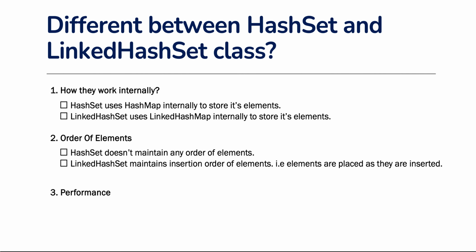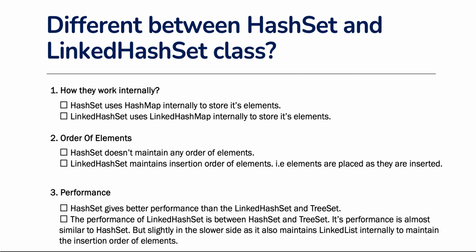Next difference is performance. Performance wise, HashSet gives better performance than the LinkedHashSet and TreeSet. There is also another class, TreeSet, right? Why does it give the better performance? Because it does not need to perform sorting or maintain the insertion order. The performance of the LinkedHashSet is between HashSet and TreeSet, because it is required to perform an extra operation compared to the HashSet, while TreeSet performs another extra operation beyond the HashSet and LinkedHashSet. So LinkedHashSet performance lies between the HashSet and TreeSet. The LinkedHashSet's extra operation is that it is going to maintain the insertion order also.